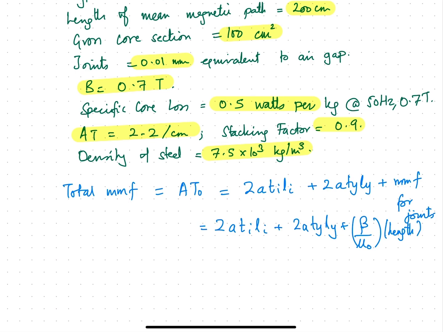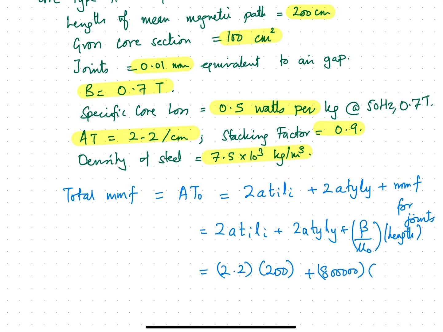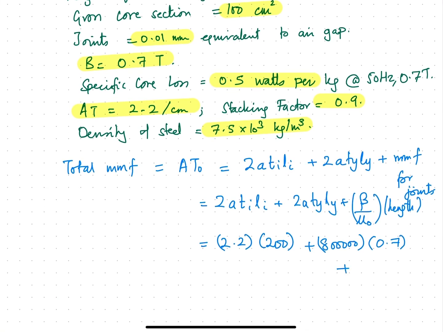So this comes out to be 2.2, the ampere turns, into 200, where 200 is the length of path, plus we have 800,000 times 0.7, where B is 0.7, and the next is the path length for the air gap, it is 0.01 mm, so it is 0.1 into 10 to the power minus 3.